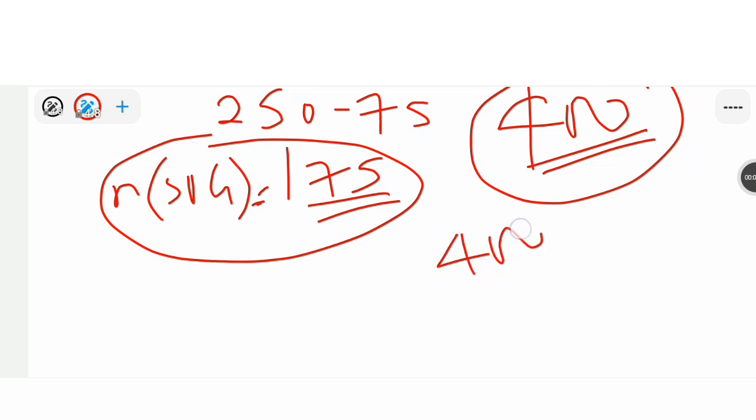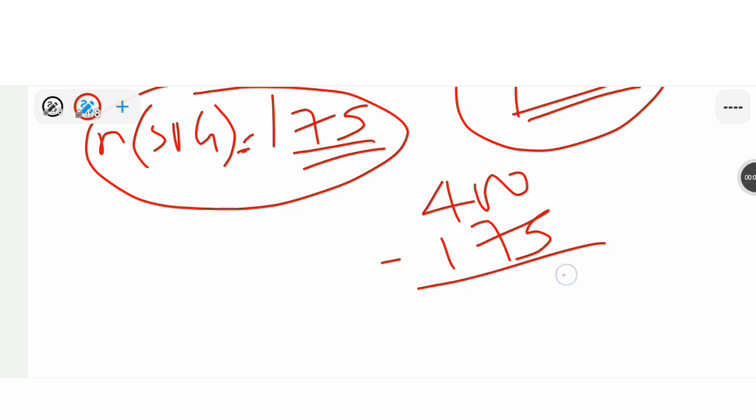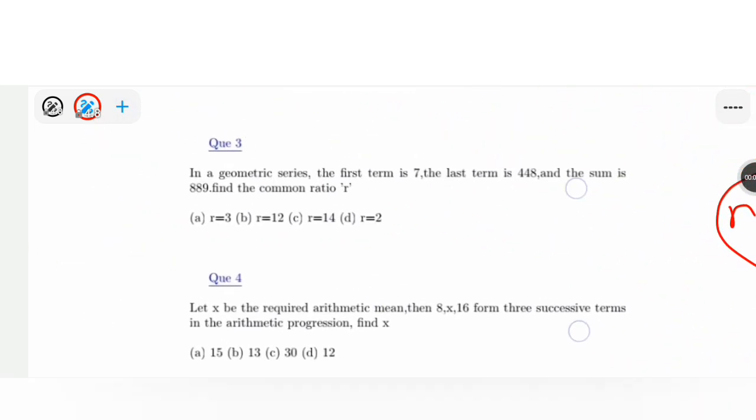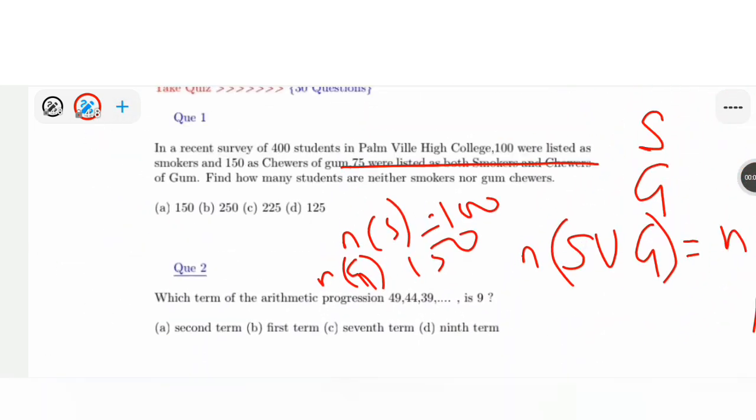So 400 minus 175. This one here will give you 225. That will be the answer. So you can check the option. You can see 225 is the answer here.